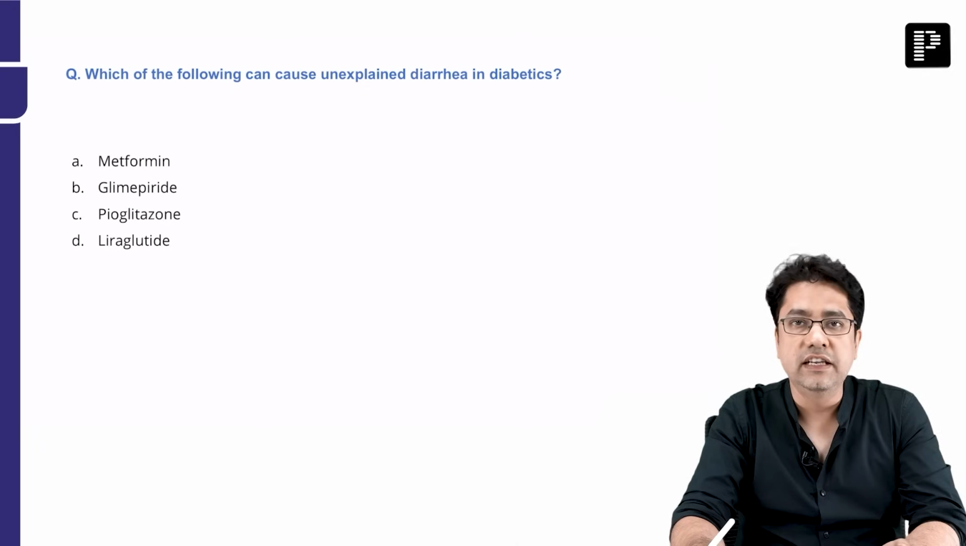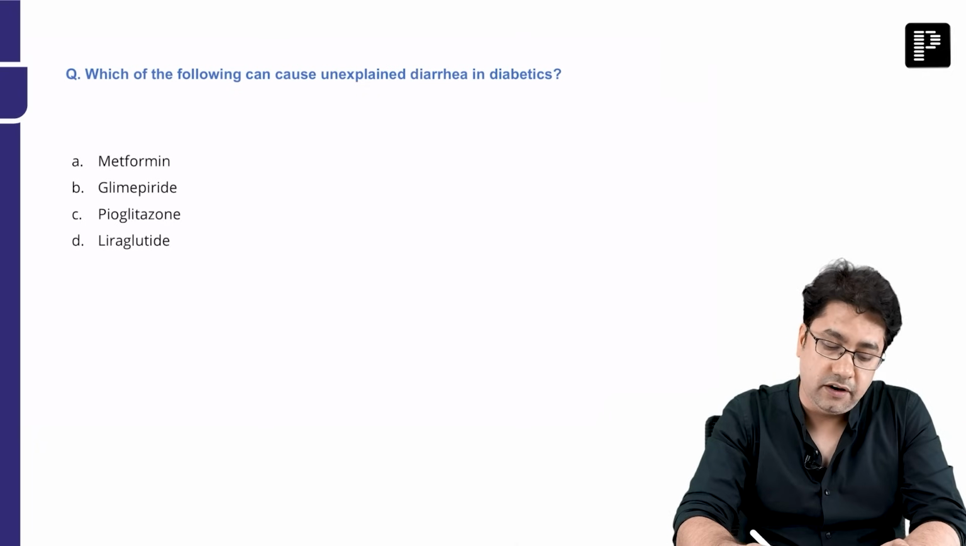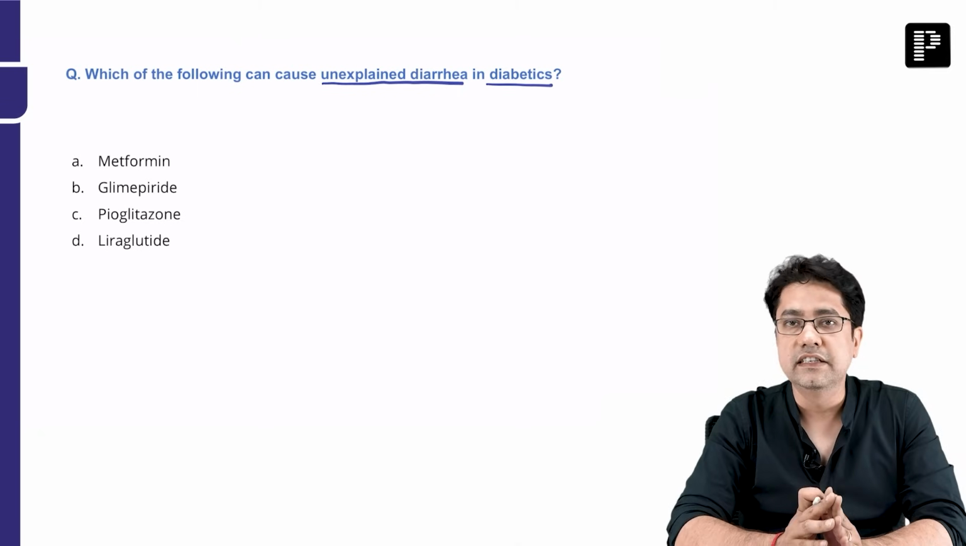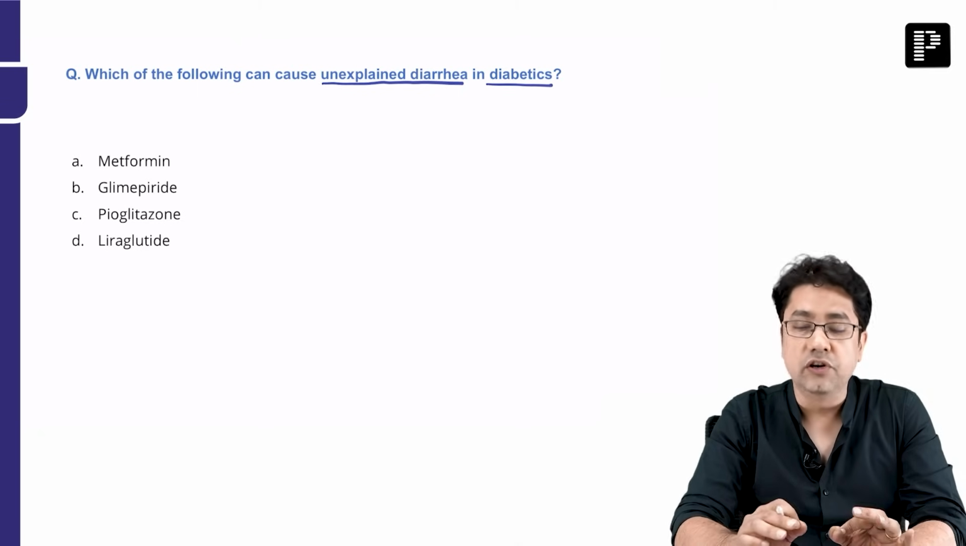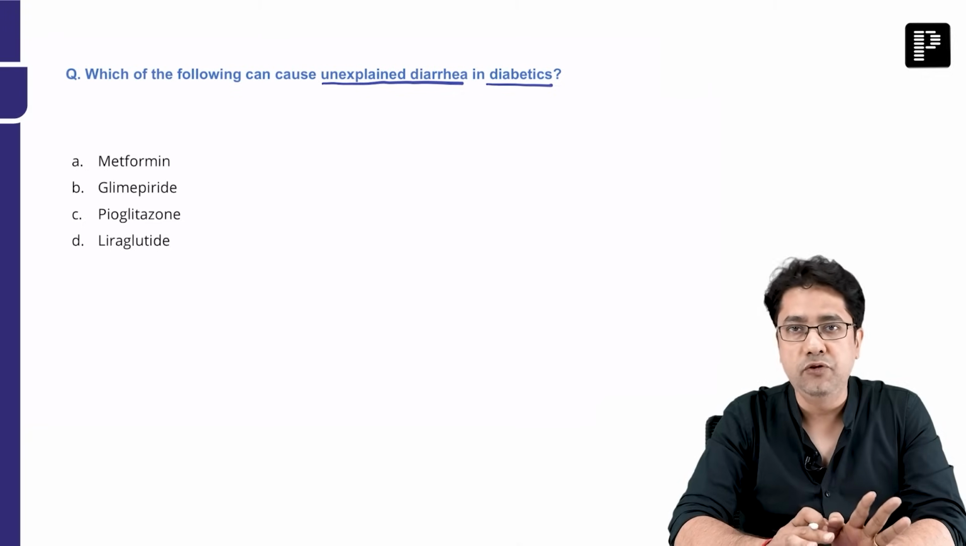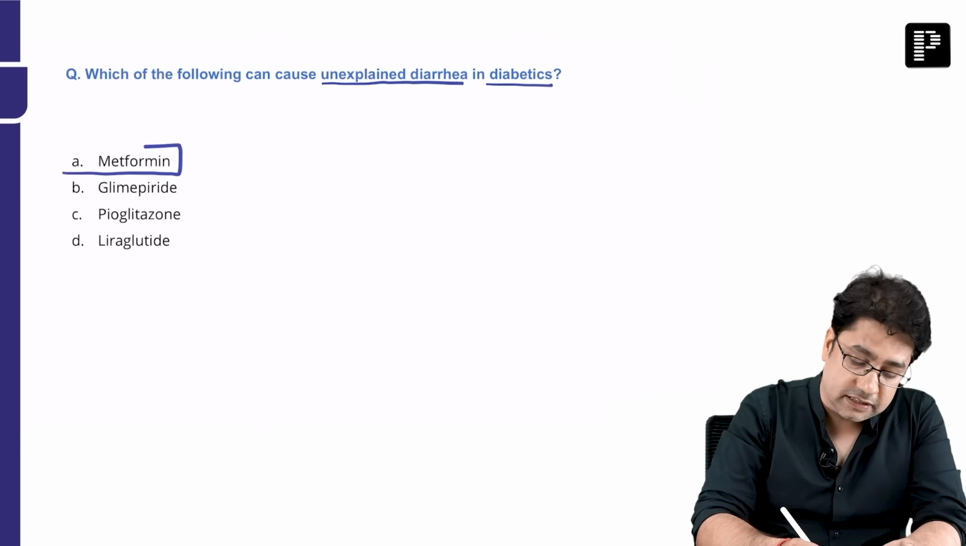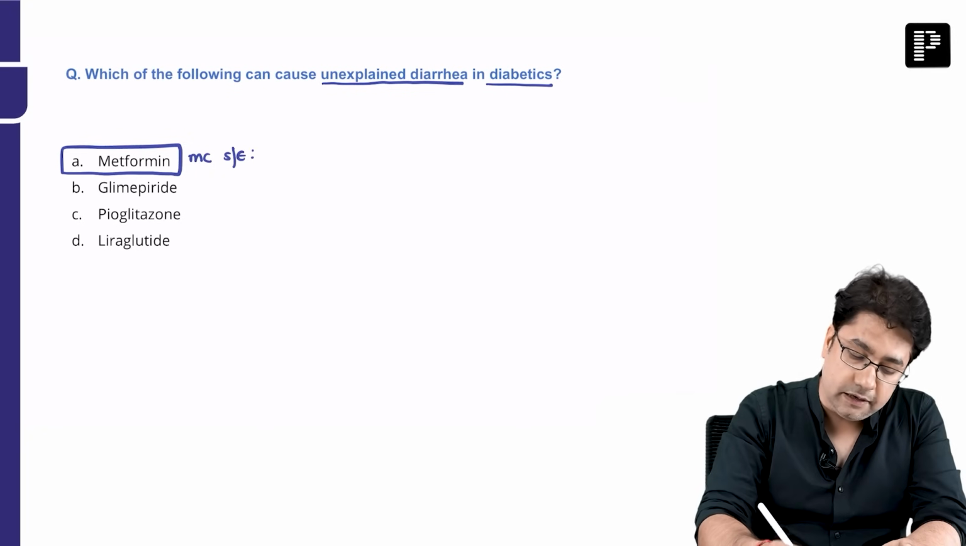Now, the next question is, which of the following drugs causes unexplained diarrhea in diabetic people? Beta, we have already discussed very well the drug of choice for diabetes, especially type 2 diabetes, is metformin. And the most common side effect of metformin is GIT upset.